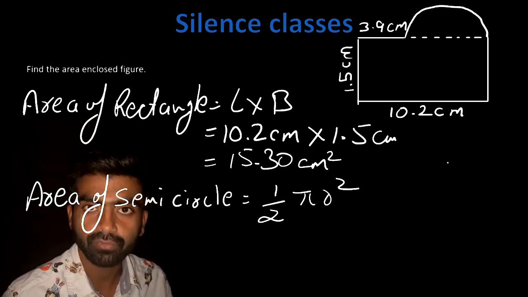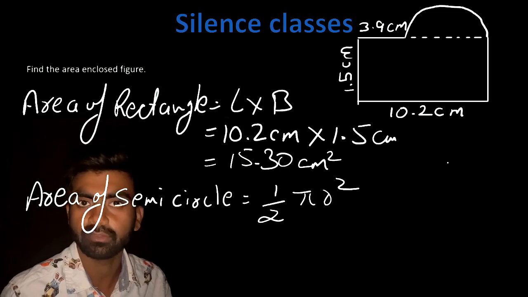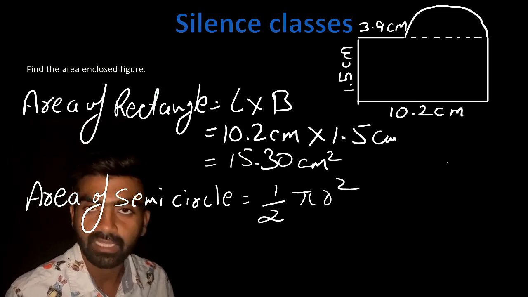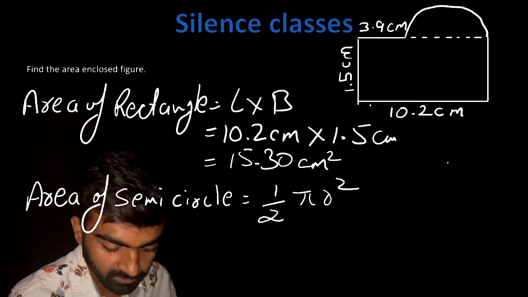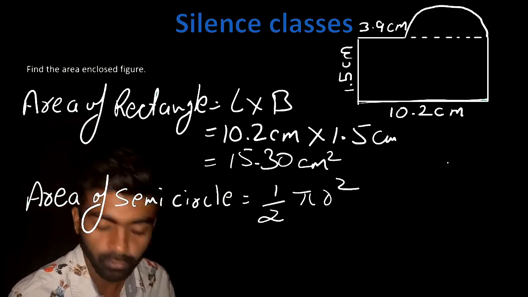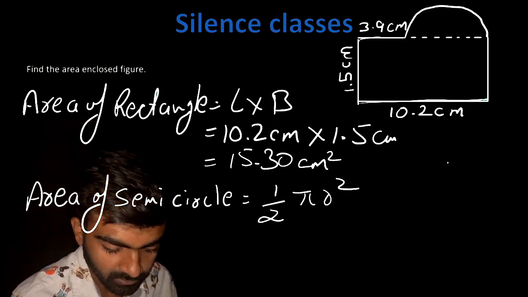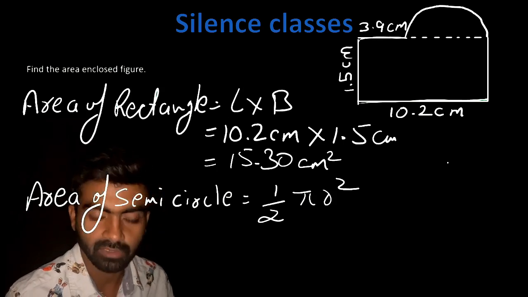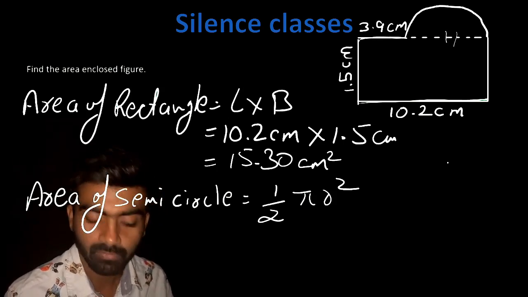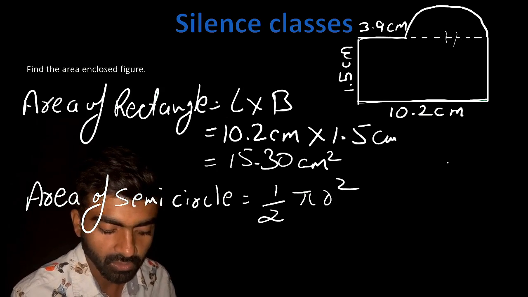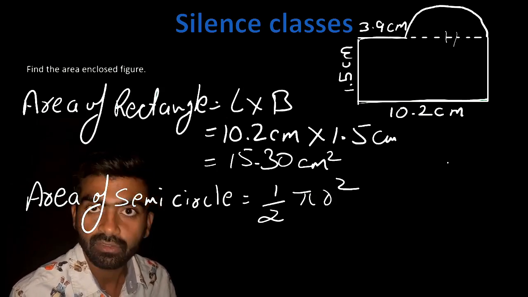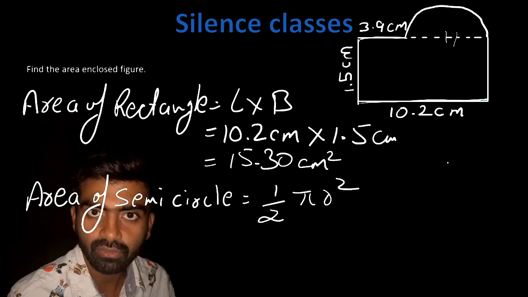Okay, so what we have to do, first of all we have to find out the diameter of this particular semicircle. So to find out the diameter, it is given that this portion, means this line, is of 10.2 centimeter. Okay, and this particular line is of 3.9 centimeter, and the remaining part is not given. If I find out the remaining part of this particular length, we get the diameter of this particular semicircle, because from here only the circle is made. So first of all we have to do it.